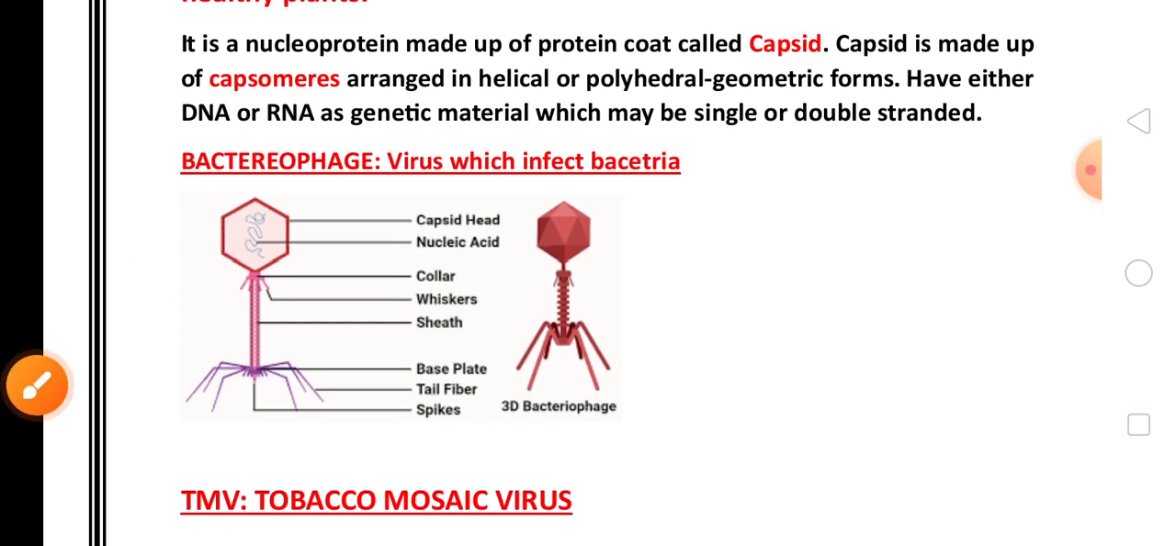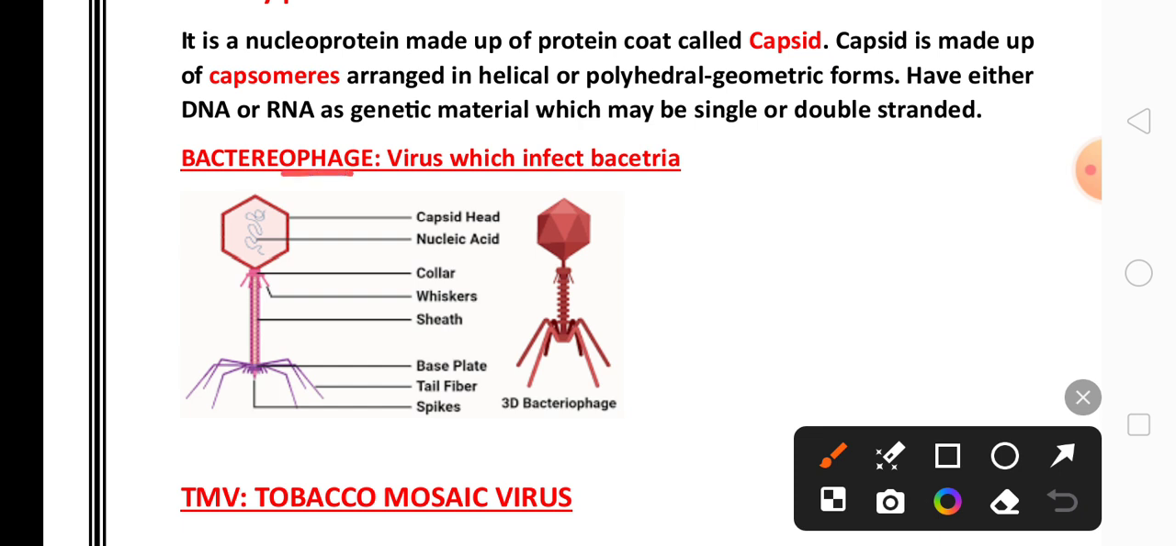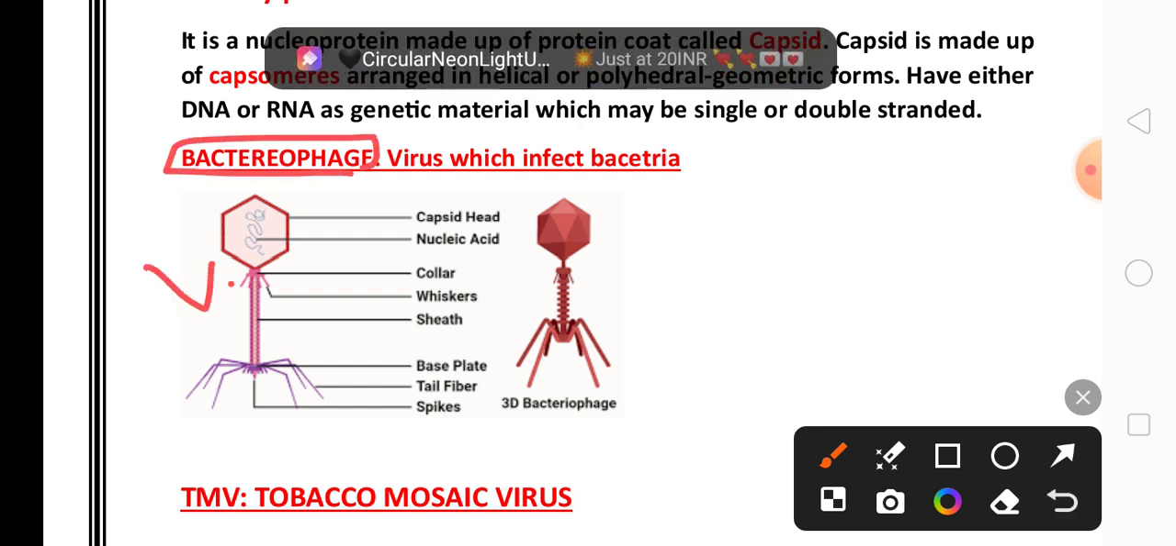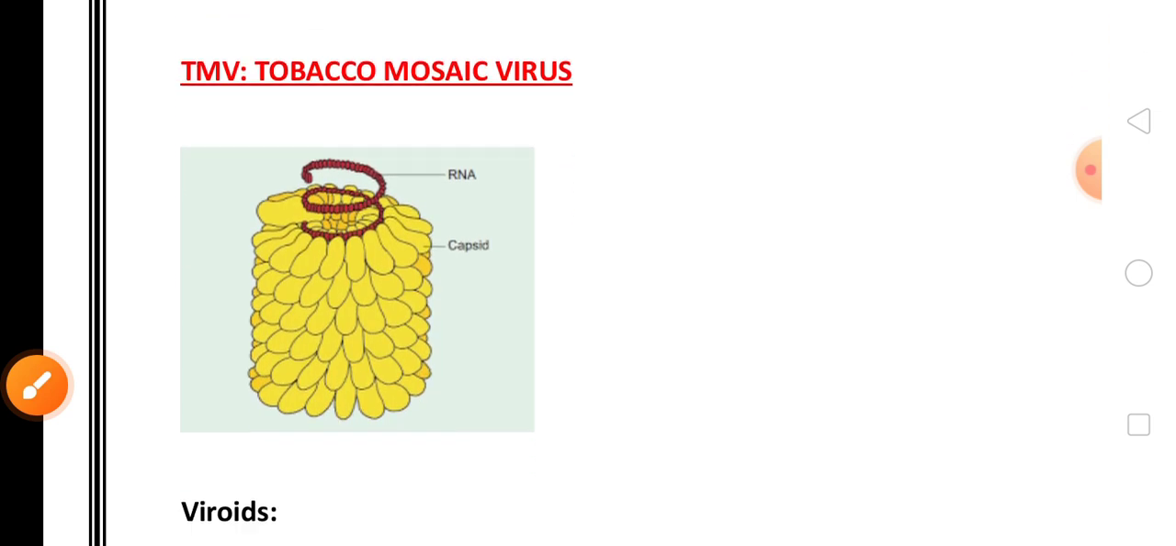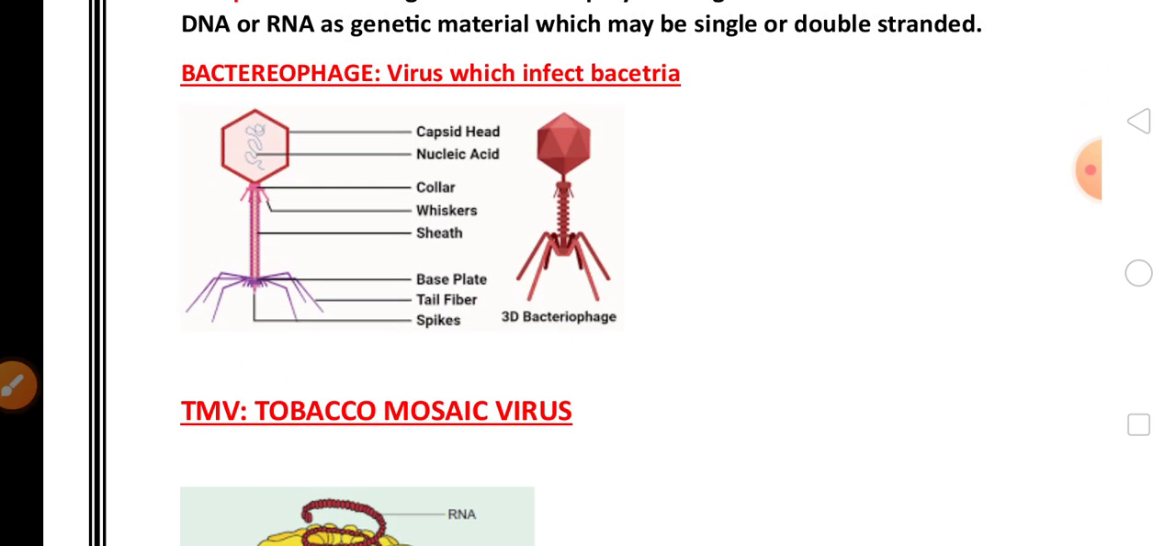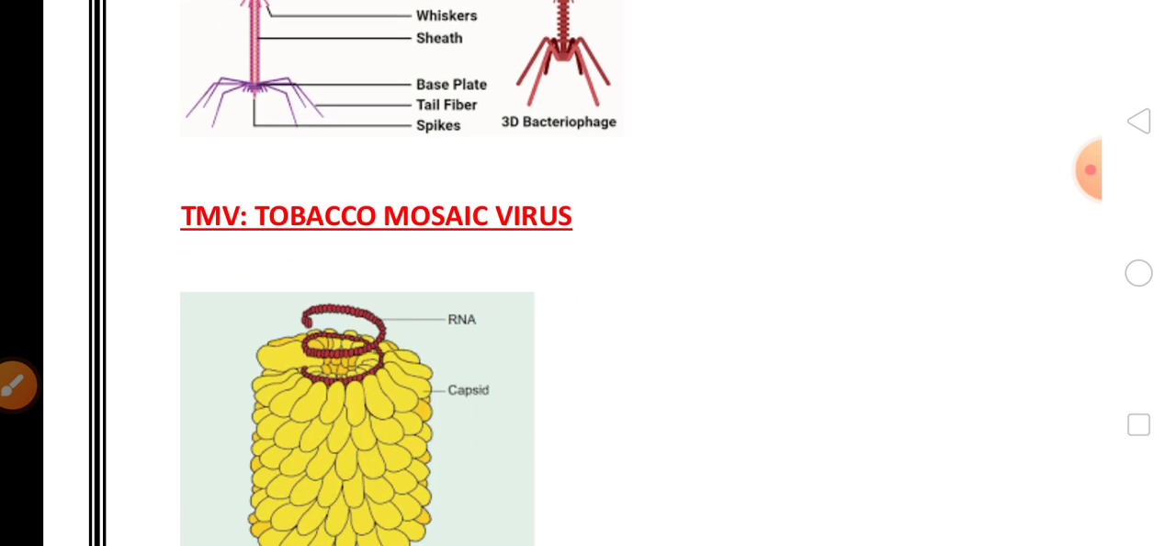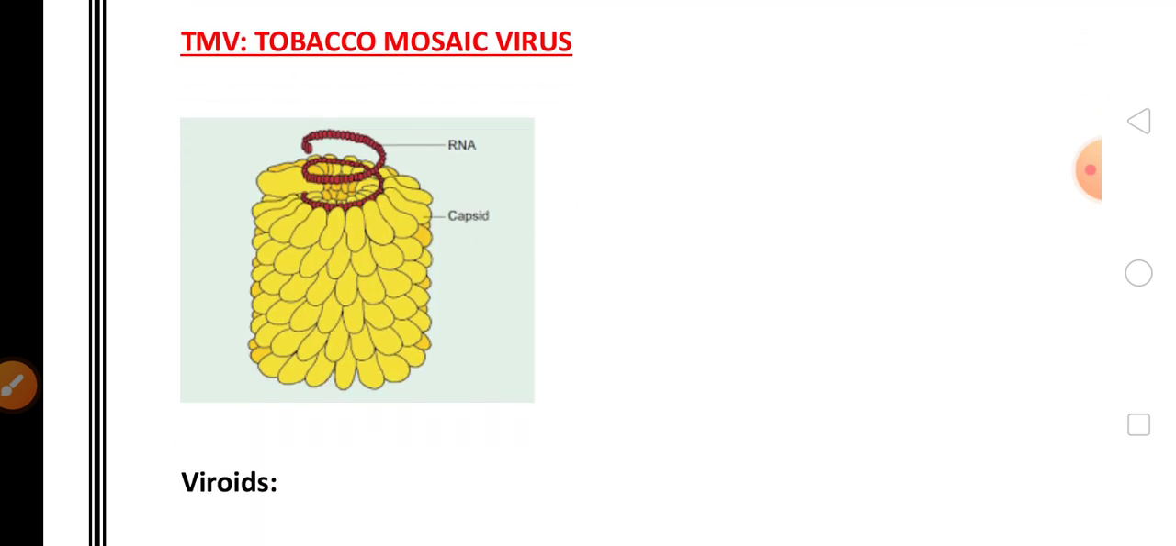One of the viruses which infects the bacteria is called bacteriophage. Its diagram is very important to the exam. Then another virus is tobacco mosaic virus, TMV. Its diagram also is very important to the exam. In bacteriophage, the genetic material is DNA. In TMV, the genetic material is RNA.